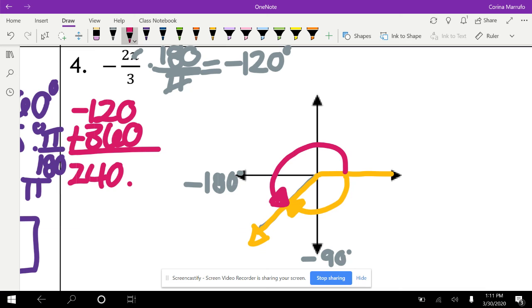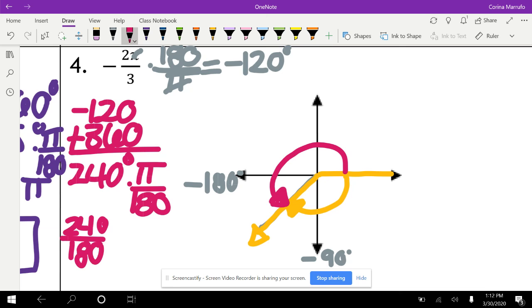And just like the other problem, we cannot put our answer in degrees because they give it to us in radians. So we need to switch it back. So we multiply times pi over 180. So in your calculators, you need to do 240 over 180, and that'll tell you how many pi's it is. So we put that in our calculator, 240 over 180. Math, enter, 4/3. It'll be 4 pi over 3.